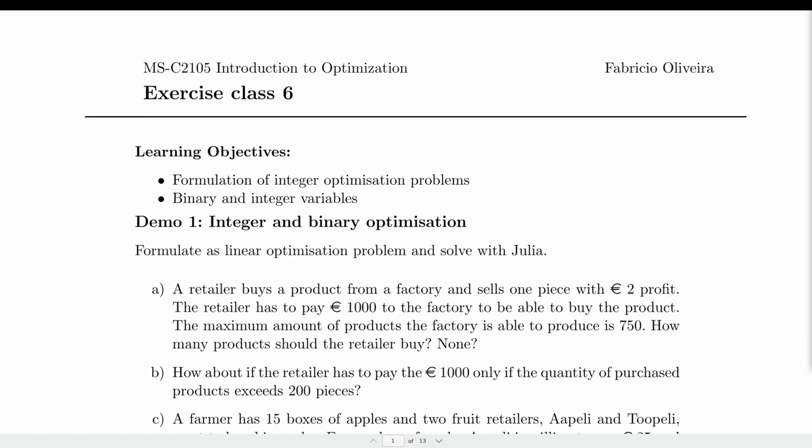Hello and welcome to the Introduction to Optimization exercise class 6. In this class we will learn about formulating integer optimization problems and optimization problems with binary and integer variables.